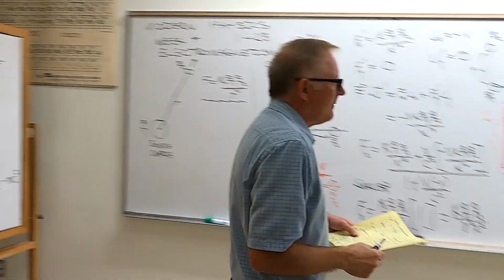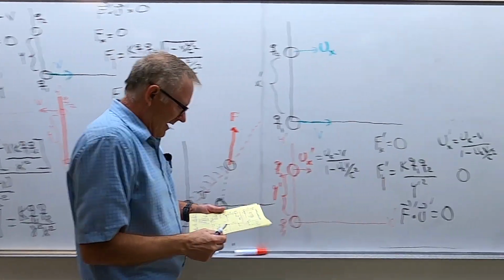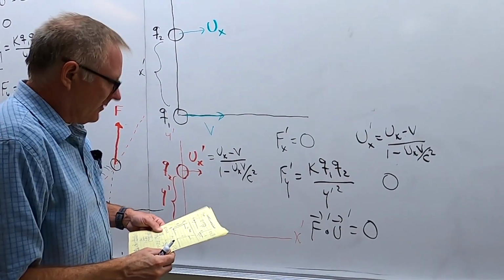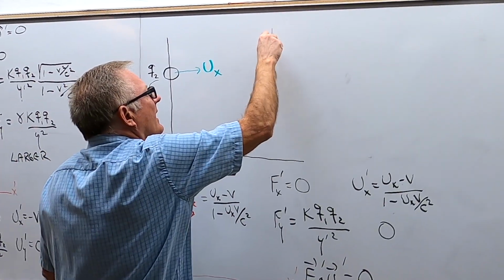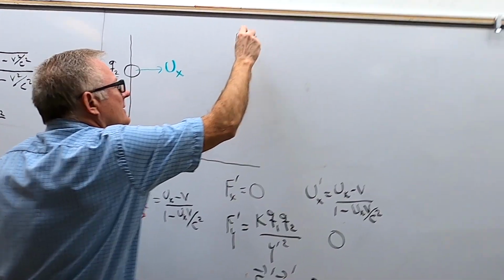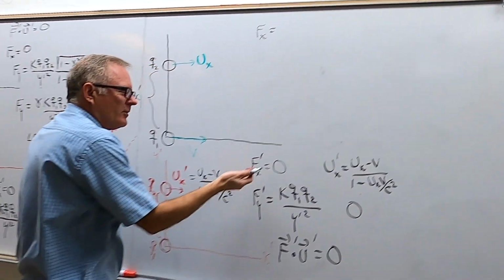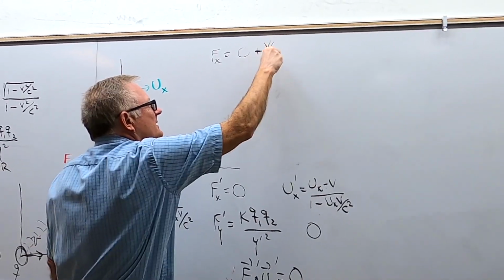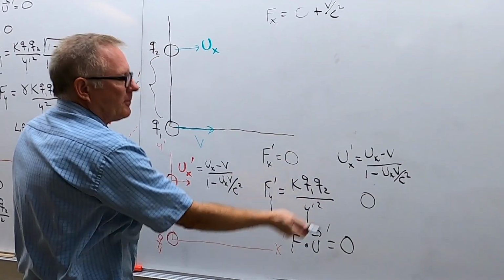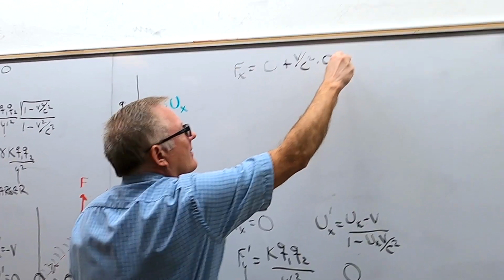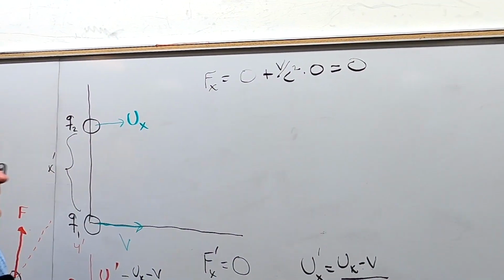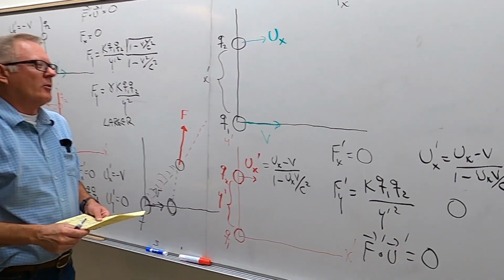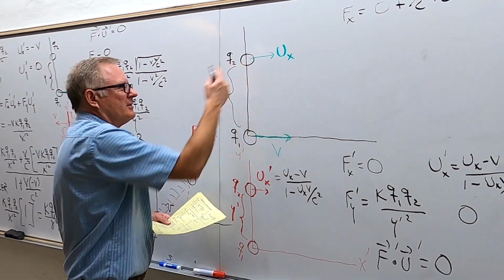So we need to get both Fx and Fy. Well, let's first get Fx. Fx is equal to Fx prime, which is 0, plus v over c squared times the dot product, but that was 0. Oh, so this is just 0. Okay, so there is no x component of force on this one.